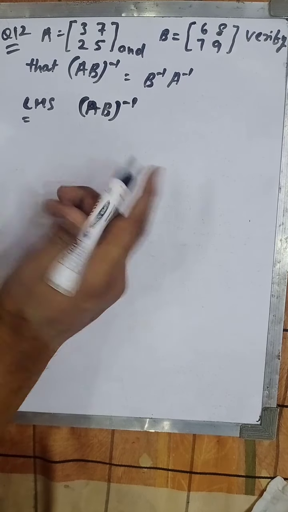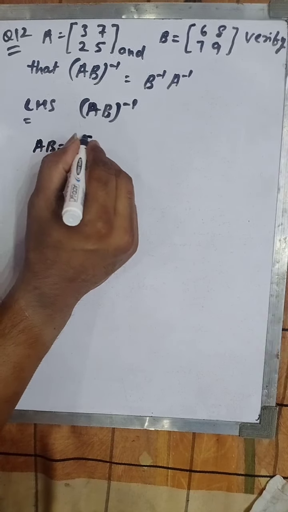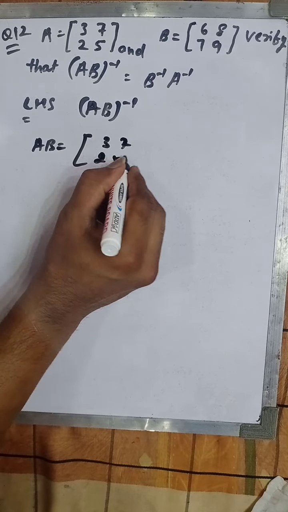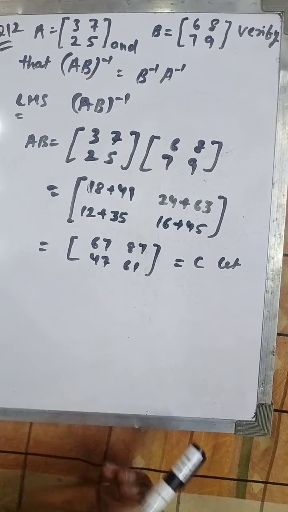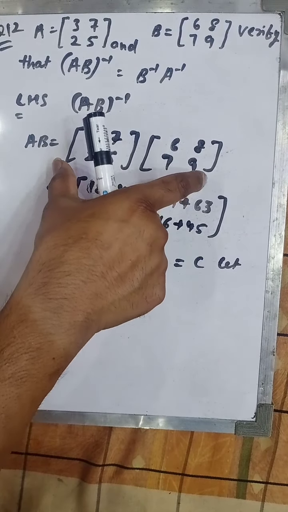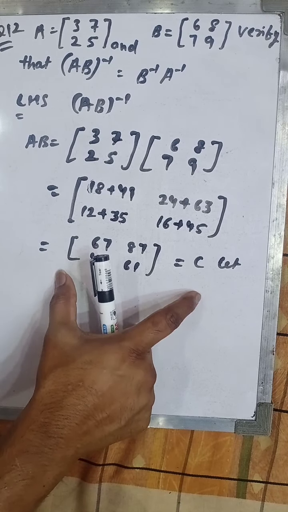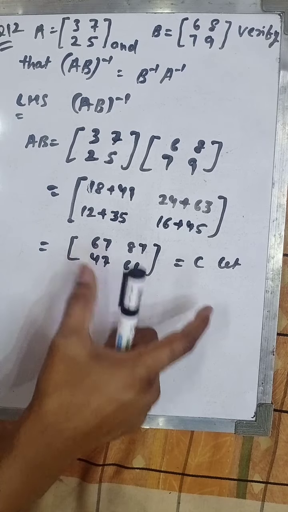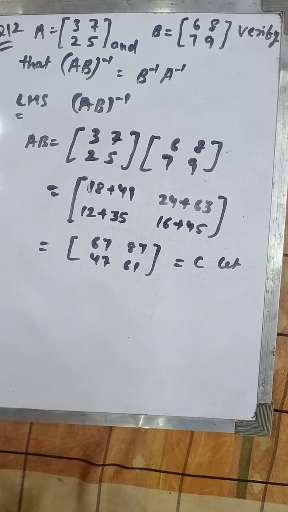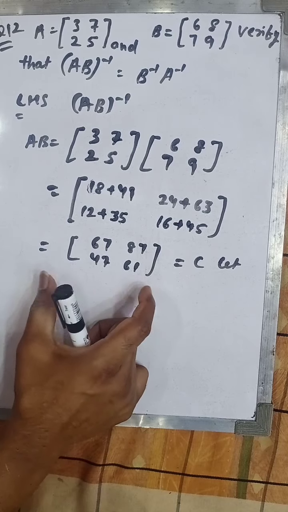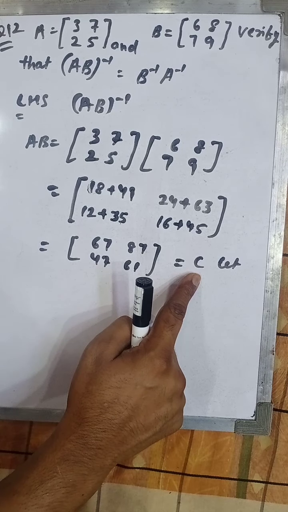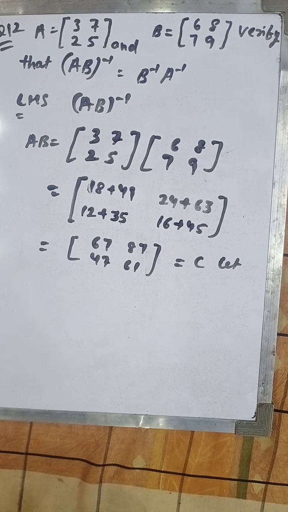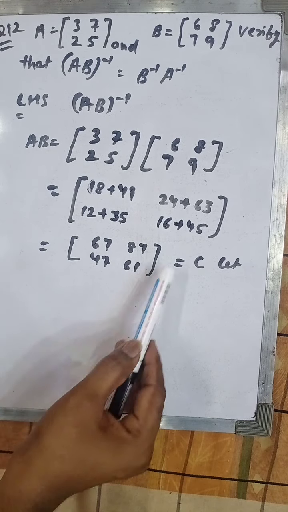For example, if you find the product of AB, you will get a single matrix. We are just finding the product of AB, and after calculating this you will get this. AB is given to you, and this is the product of AB, a single matrix we are getting after the product, and I am assuming that it is equal to C.